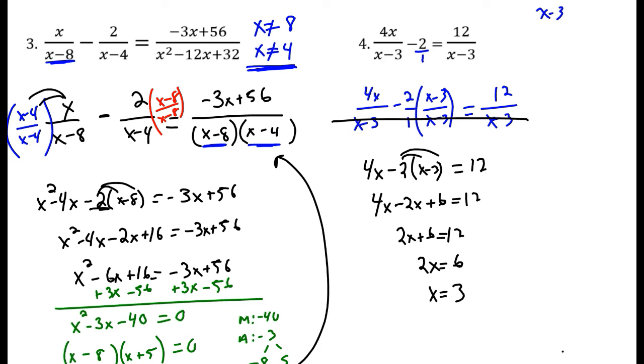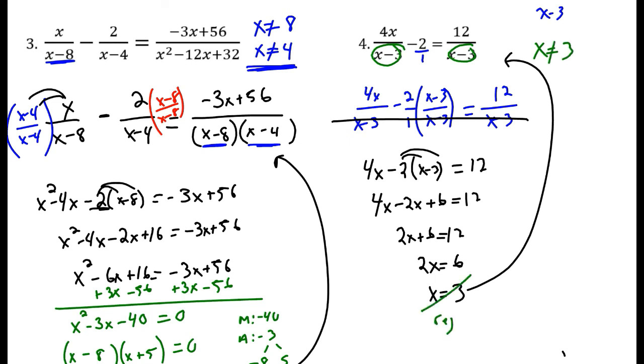But wait a minute, can I actually have a solution of x equals 3? Because if I plug in a 3, what do my denominators become? 0. So x cannot equal 3. So x equals 3 is extraneous, so we reject it. So if that didn't work, there are no solutions to this equation.